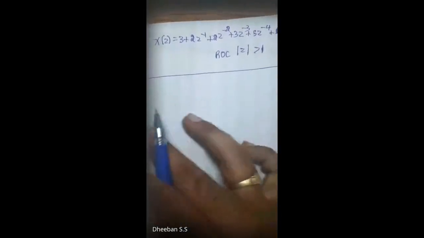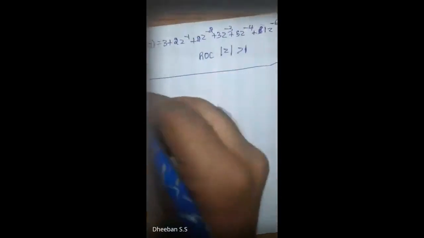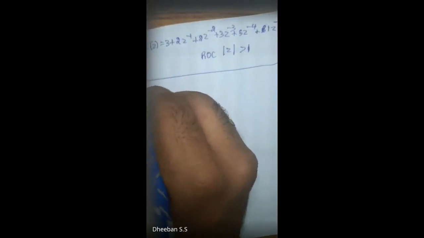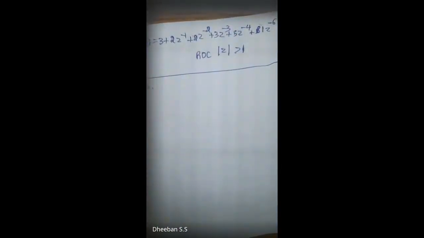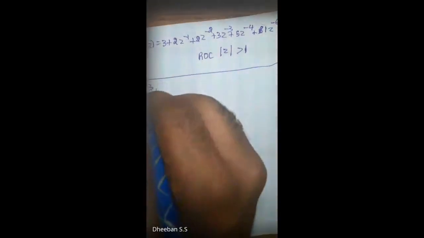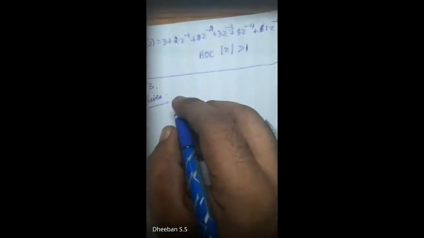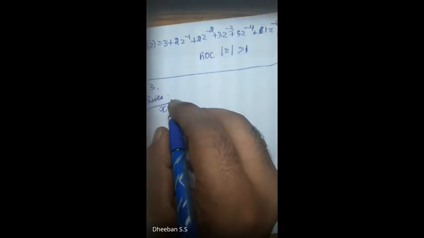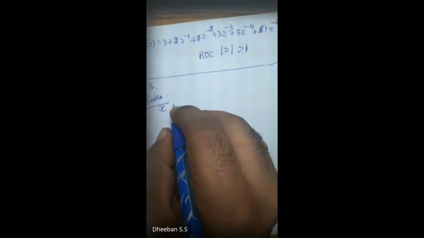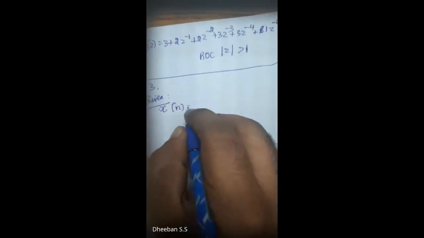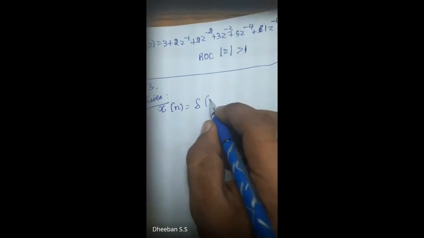Now we will be moving to example 3. In this example 3, the given signal is x of n, which is delta, the impulse function, of n minus k.